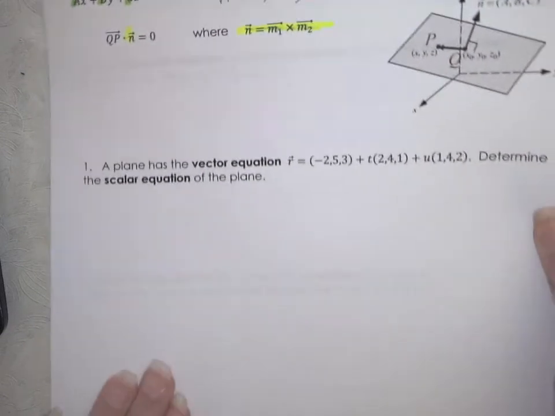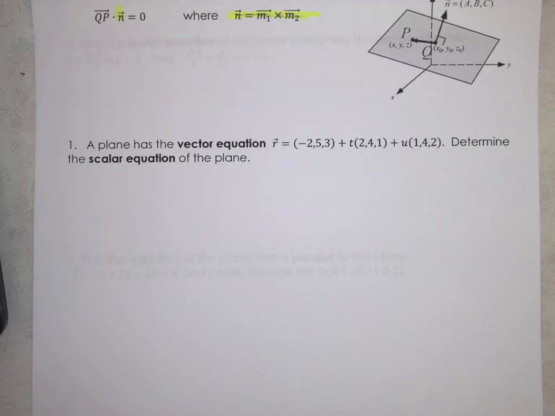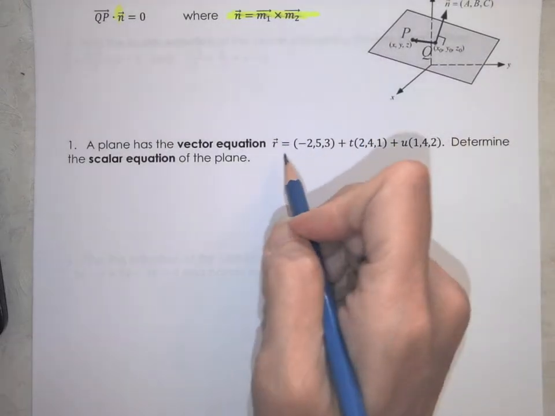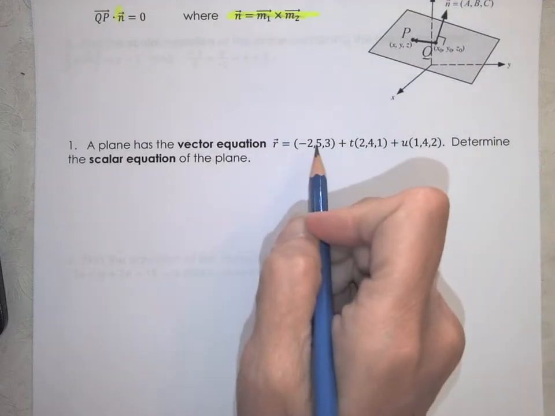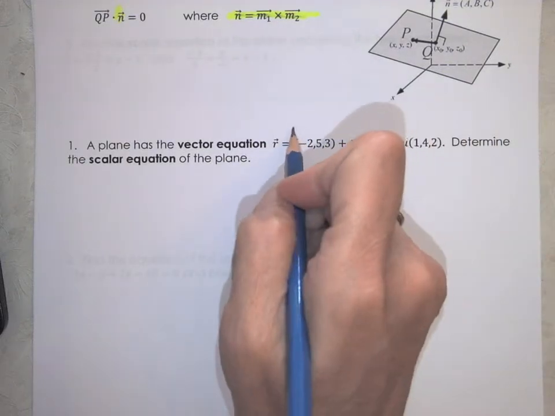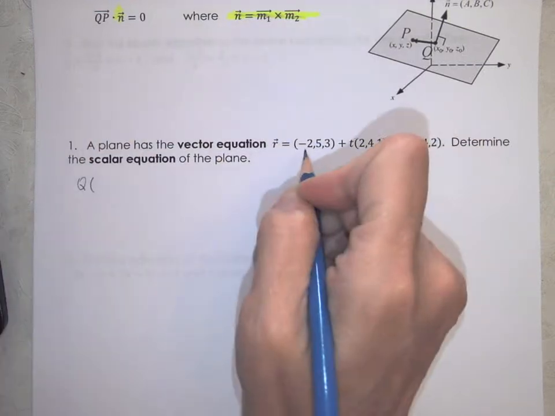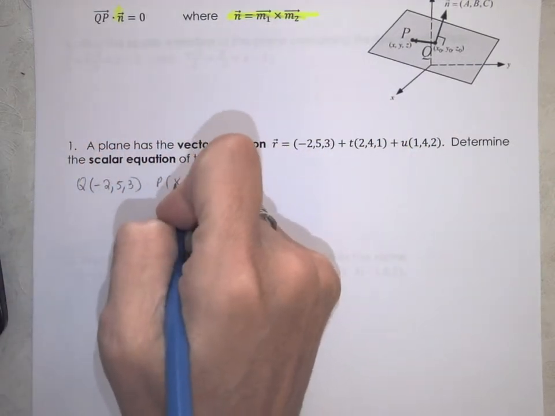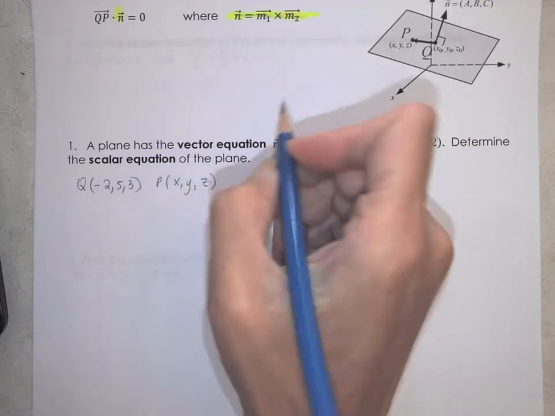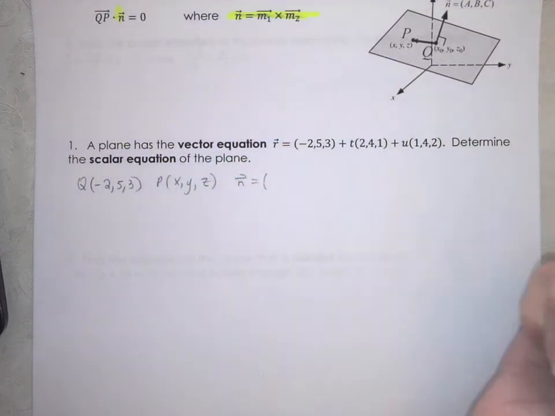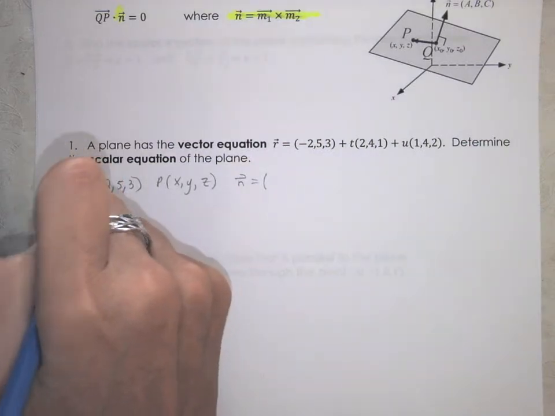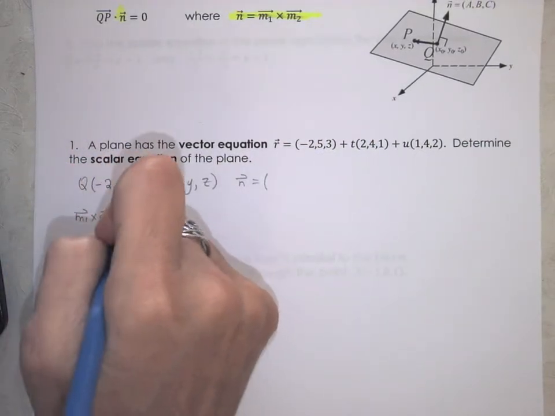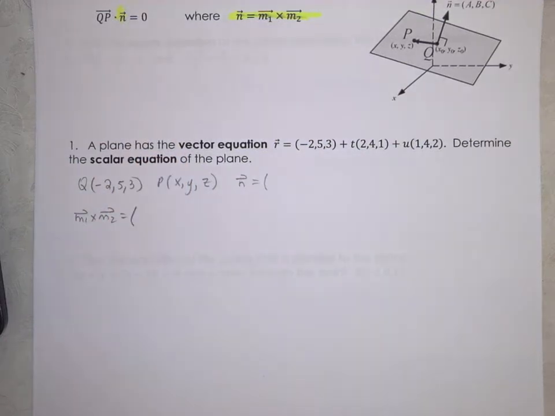Okay, so we'll start with an example. The plane has this vector equation. Determine the scalar equation of the plane. So just by looking at the vector equation of the plane, we know that this can be our point Q. So we know Q, the point we know for sure is on the plane is -2, 5, and 3. An arbitrary point on our plane can be x, y, z, but we also need the normal of the plane. And to do that, we're first going to find M1 cross M2, and that will be in the direction of the normal. We might want to take a smaller scalar multiple if there is one.